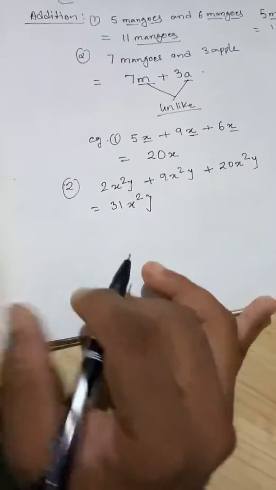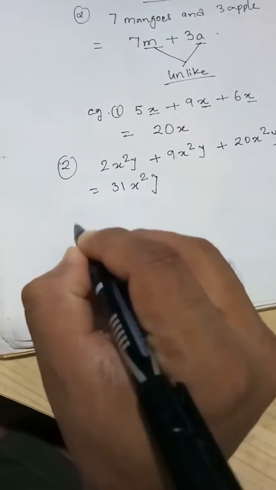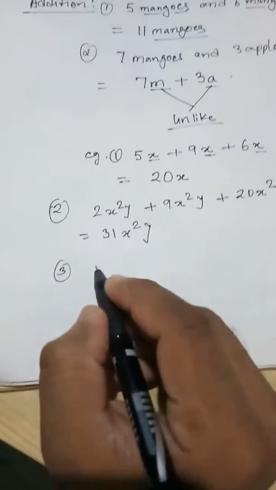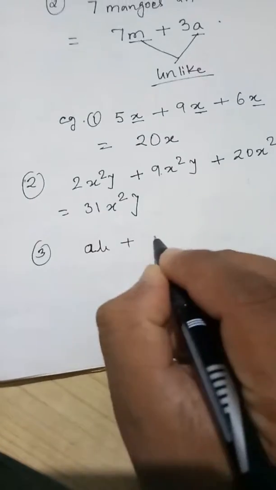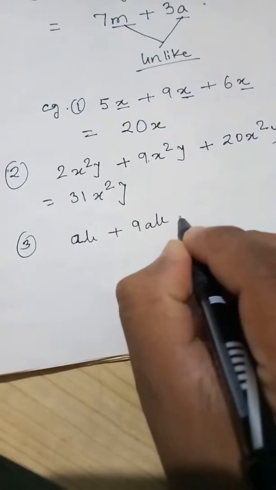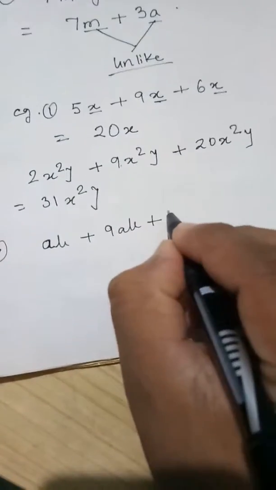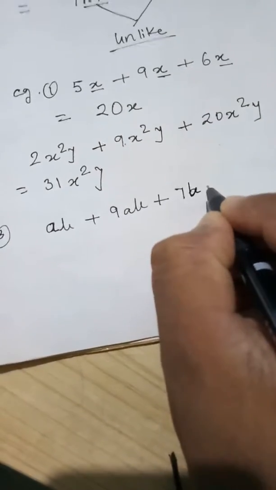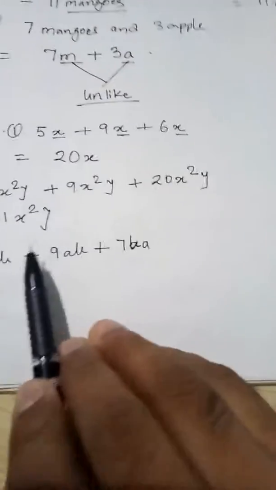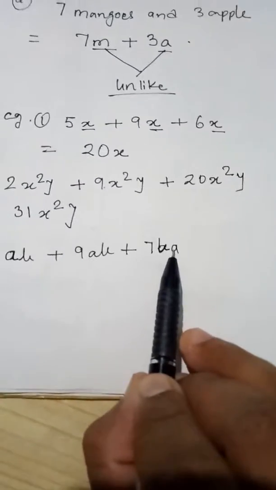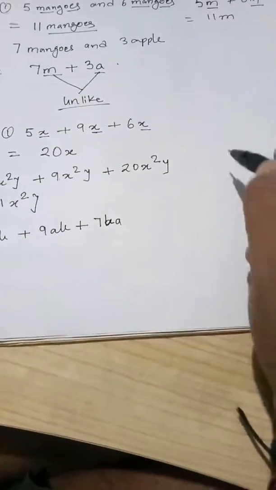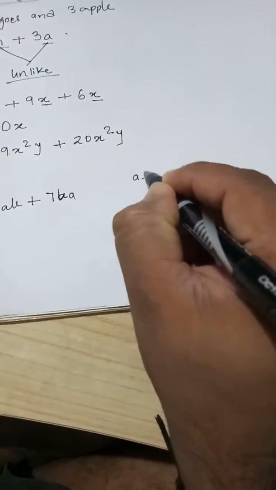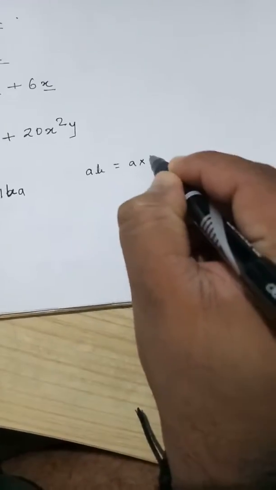Let's move to the next concept. Let me ask you one more question, and I want you to try. Suppose I have a question like this: ab plus 9ab plus 7ba. Are they all like terms? See it very carefully. This is ab, this is ab, this is ba. Is ba the same thing as ab? Many students get confused about this. Remember that whenever you write ab, you are actually writing a into b. Clear?